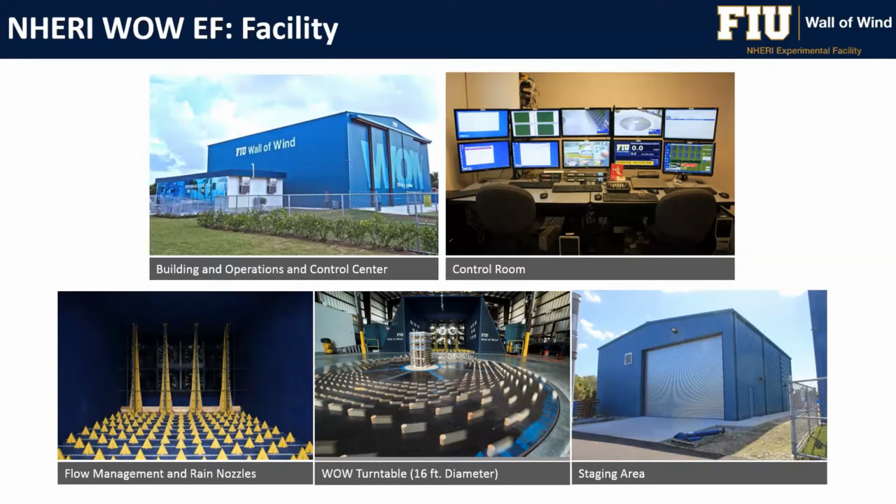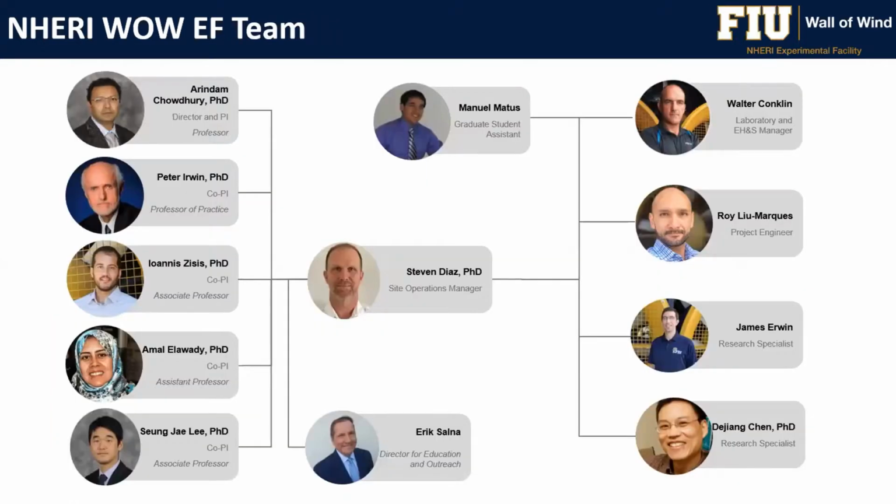And on the right bottom, you have the staging area, so that if you want to build something in the Wall of Wind facility or instrument something before the testing, you can use that area. So large scale models can be fabricated, built, and instrumented, all in the staging area. And then you bring it on the turntable using a forklift or other methods and test it at the Wall of Wind. So these are the resources that we have.